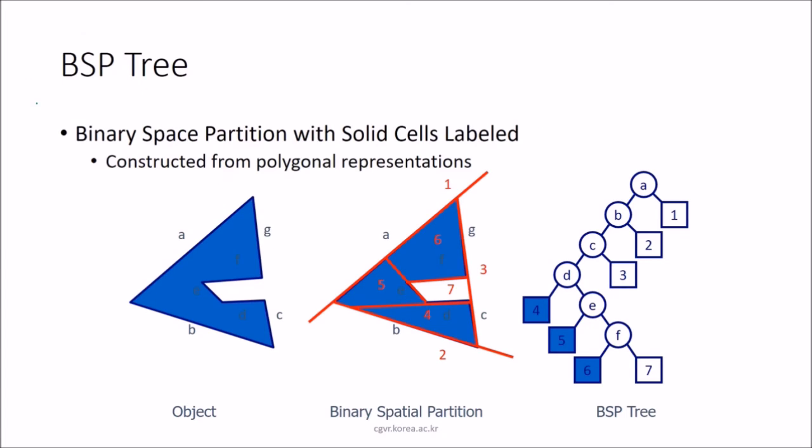We also have the BSP tree, that is, the binary space partition. BSP tree we call them. These are BSP space partitions with solid cells which are labeled here. These are constructed from the polygonal representation. For example, this is an object. Now what you do is divide, or partition, them spatially in a binary fashion. How? Like this. So now we have one, say A. We start with A, and A has B. So B can be distributed into B1.